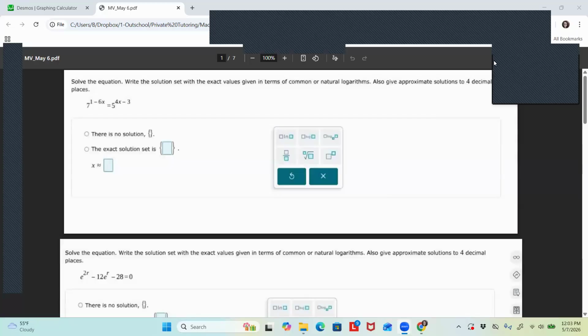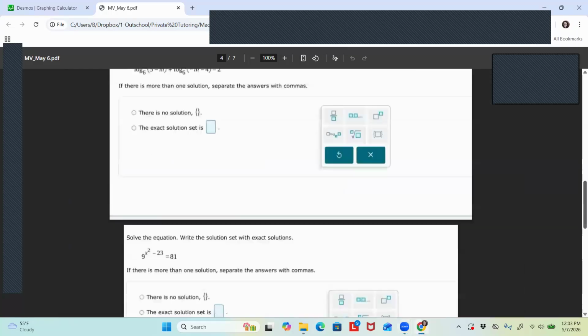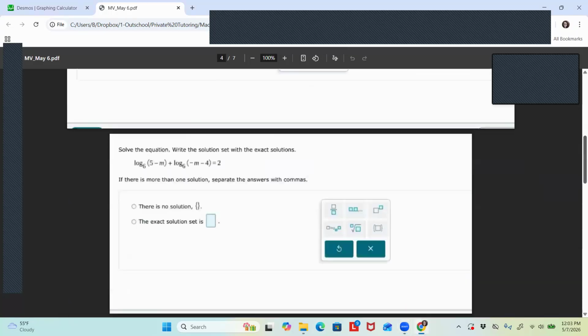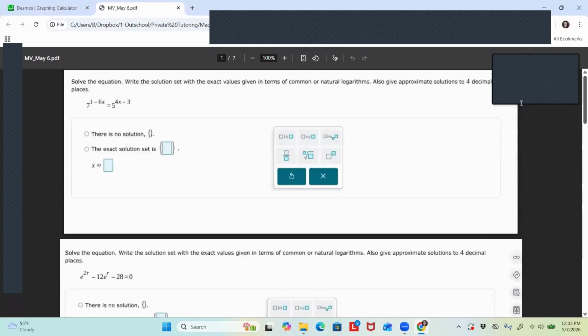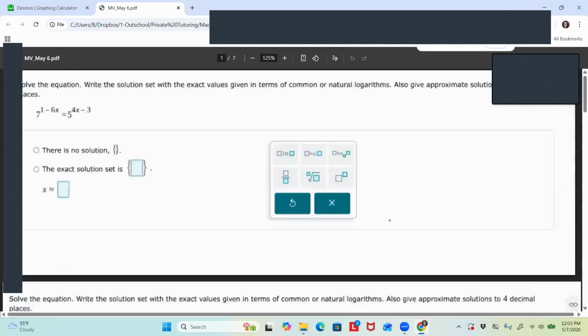This is some problems from a pre-calculus study guide over mostly exponential and logarithmic equations, I believe. So this is from one of my tutoring students, but I think it would be helpful for anyone. I think I've got 7, 8 problems here. So yeah, let's jump in, grab your calculator, pencil, paper, and anytime I'm going too fast, just pause.